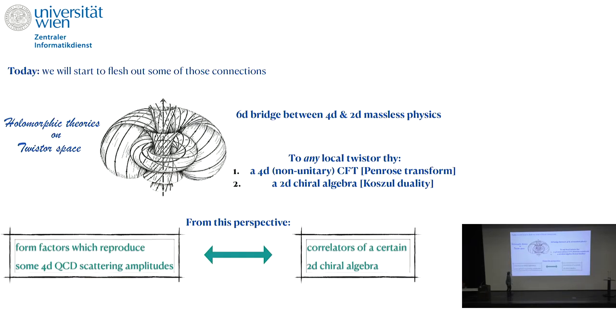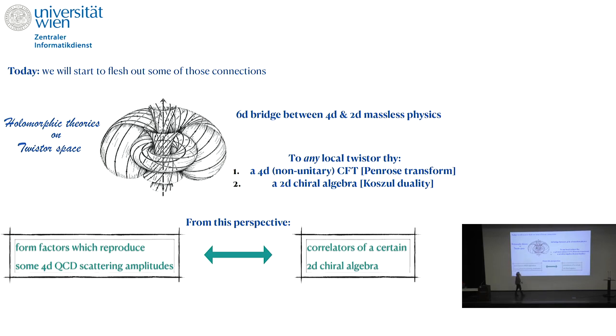So what I'll tell you about today uses as a particular unifying structure to explore some of these connections a local holomorphic theory in 6 real dimensions, and in particular it will live on twistor space, which is a 6 real dimensional manifold. So I'll be studying a particular local holomorphic theory on twistor space, and the 6-dimensional theory will serve as a natural bridge between some 4-dimensional physics and some 2-dimensional physics, or at least an algebraic structure.